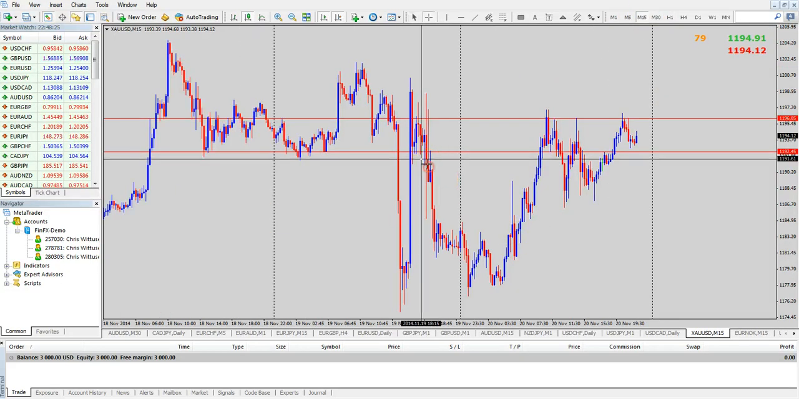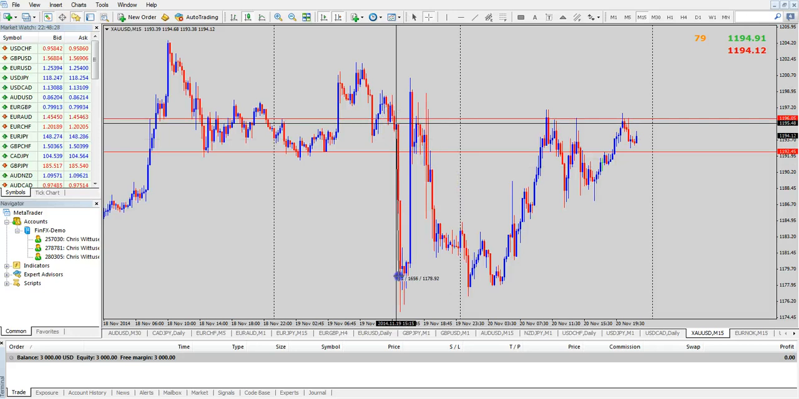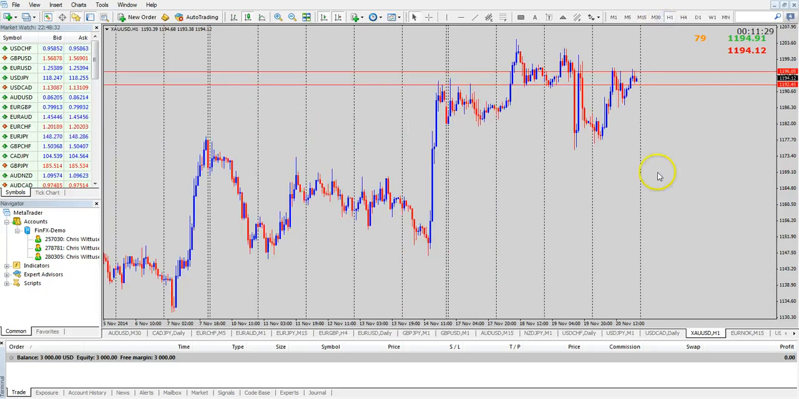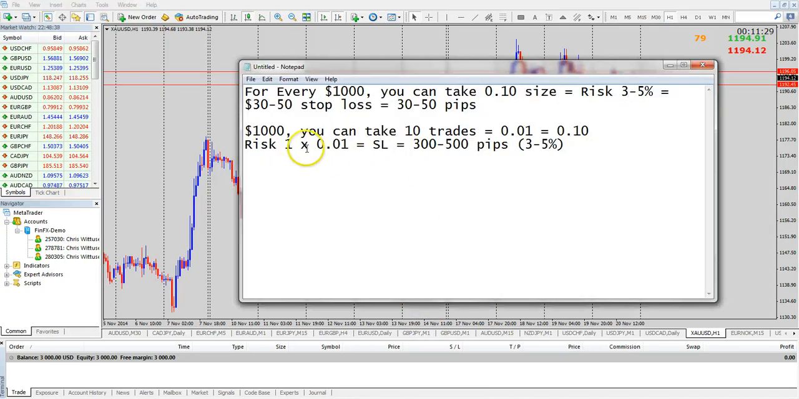They can blow your account in no time. Look at these swings, right? So if you trade gold, some brokers, however, won't let you trade 0.01. Some brokers require you to take a 0.10 trade. Well, now you know, if you follow this rule, that you can only have between 30 and 50 pips in stop loss.